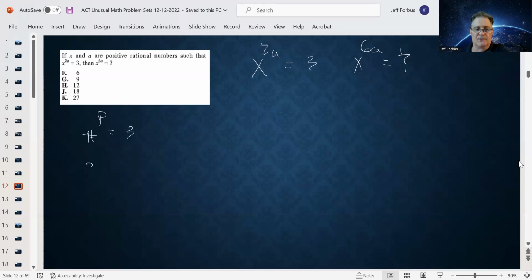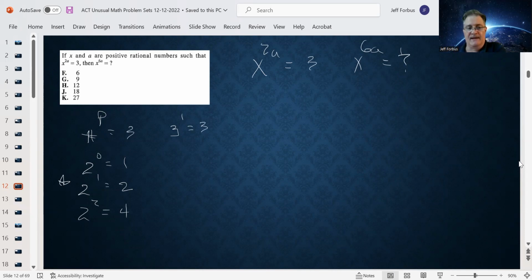Well, 2 to the 0 power gives us 1. 2 to the first power gives us 2. 2 squared gives us 4. Now look at what we can use. You see this idea here, 2 to the first power is equal to 2. So therefore, 3 to the first power is going to be equal to 3. That makes mathematical sense. We need to apply this ideology here. So we know our value of x must be a 3.